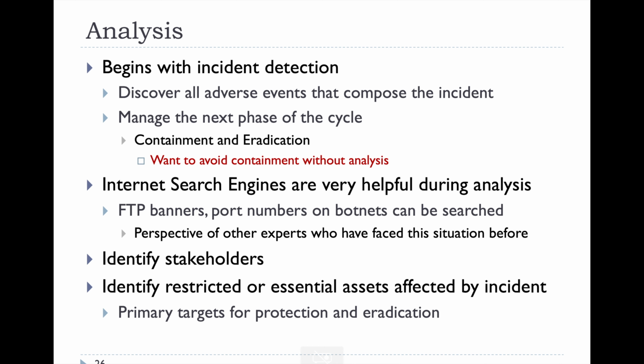So not only do we care about understanding the malware specifically, but we also need to understand who is going to be affected by this incident. Who do we need to call? Who do we need to contact? Who are we supposed to be in communication with in the case of this incident? Because we need to make some decisions later.